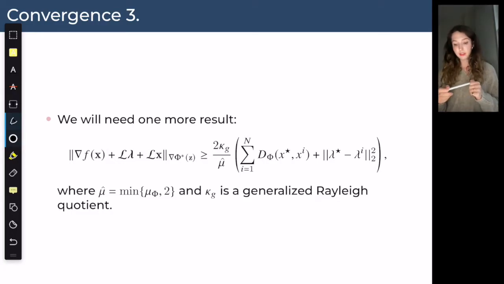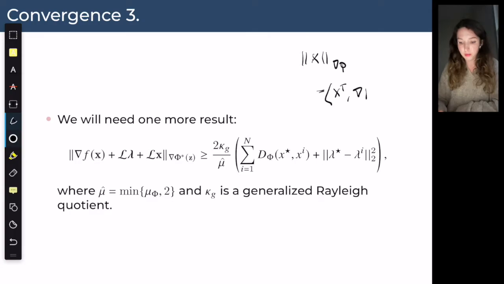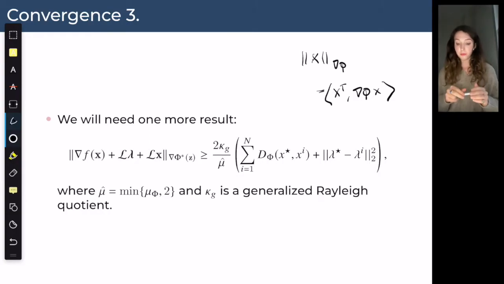So in order to do this same thing for v3, we will need one more result, and it is this result here. When I write this norm of some phi, gradient of phi, let's say this is x, basically what we mean is this. So you can prove this result using certain assumptions on your mirror map phi, and on your interaction governed by your Laplacian.